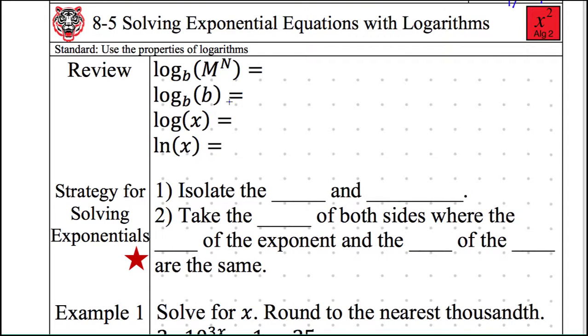But before we get to that, let's review two rules of logarithms and what happens if I don't talk about the base. What is the base actually?